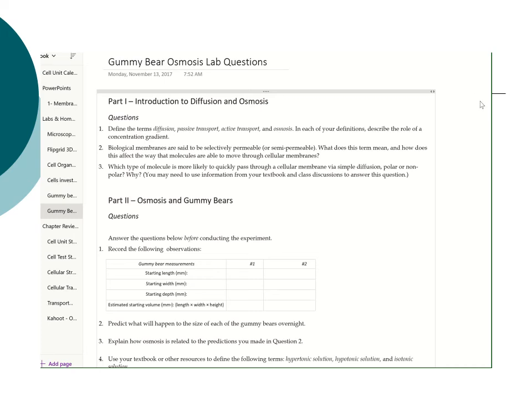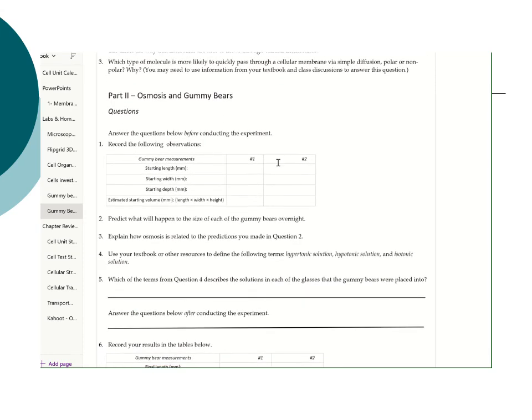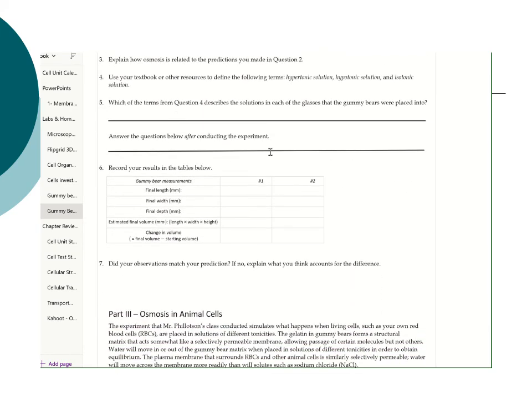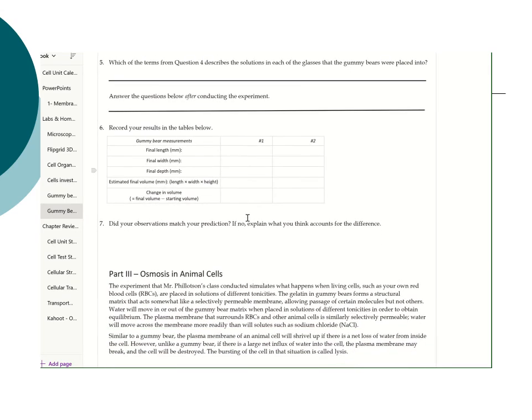Okay, so I've headed over to my OneNote, and right now I'm in the Gummy Bear Osmosis Lab questions. You've already done part 1 and part 2, and then I put this little section here, answer the questions below after conducting the experiment. So this is where you should be at number 6. So I want you to go ahead and measure the length, the width, and the depth of the gummy bear, calculate the final volume just like you did previously in class from the initial, and then do the final minus starting volume so that you get a difference in volume.